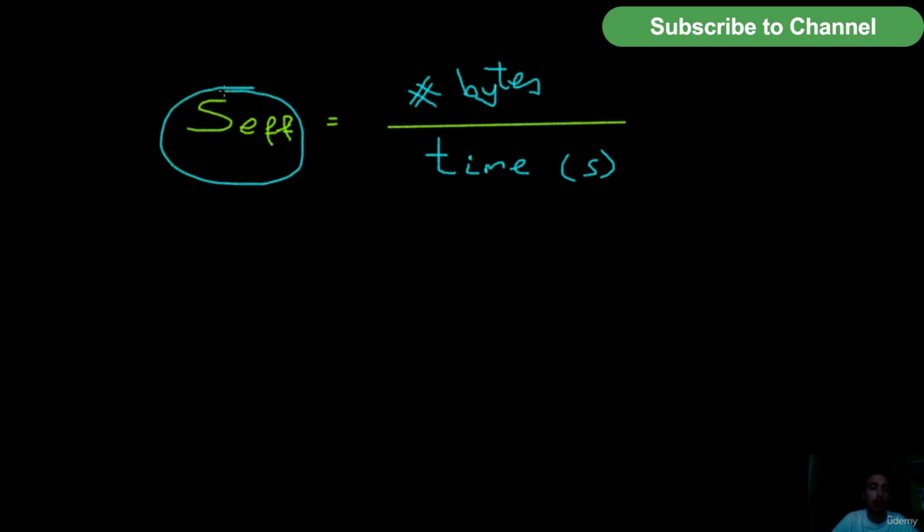We are going to have here on the numerator the number of bytes, the amount of bytes that we have sent so far. And here the time in seconds. Right, so if we do this fraction from the capture, we are going to have the actual effective speed.